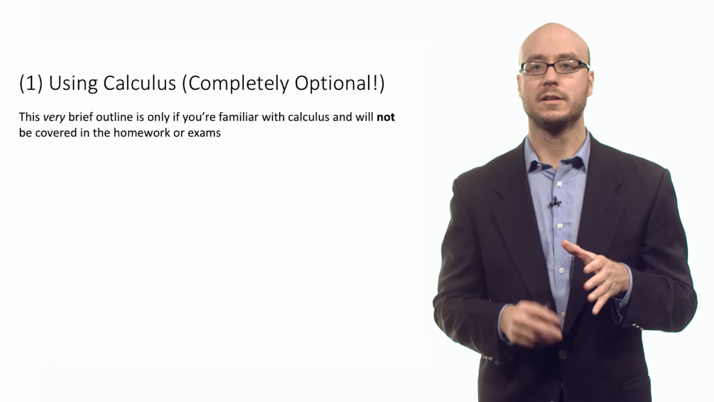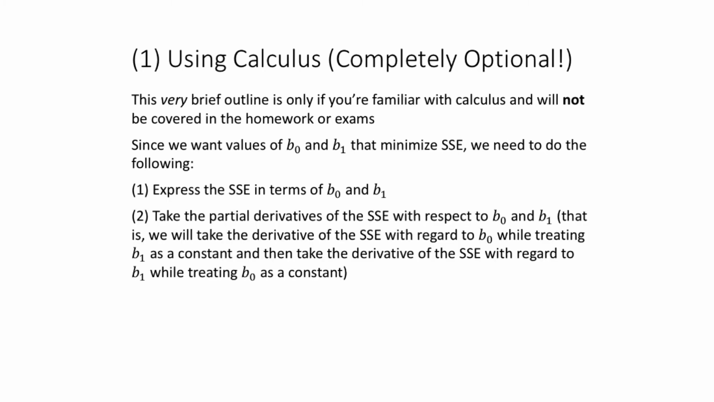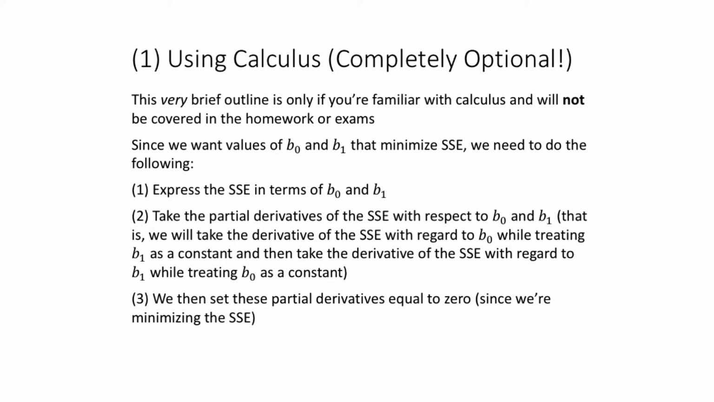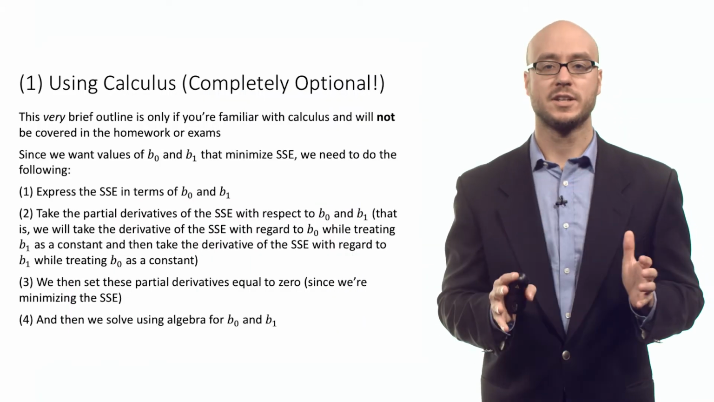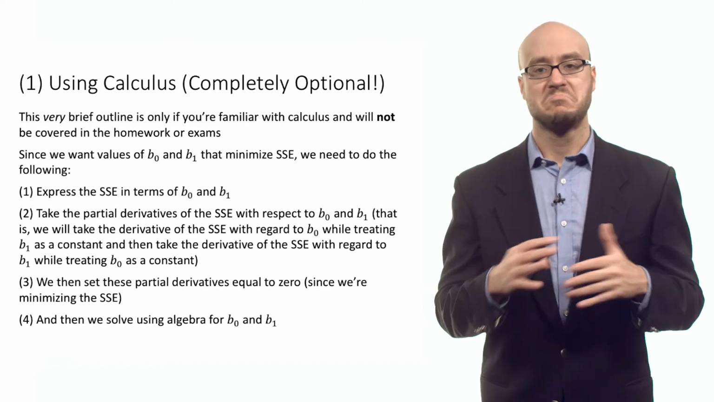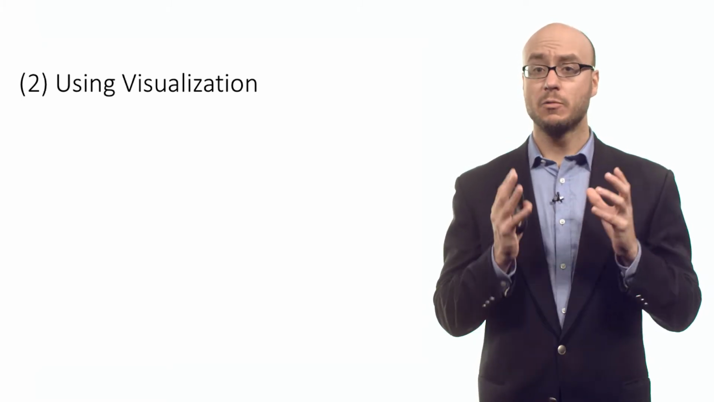If you want to use calculus, if you've taken it before, there are a few steps you can do. You can express the sum of the squared errors in terms of the intercept and slope, then take the partial derivatives of the sum of the squared errors with respect to the intercept and slope, and then set these partial derivatives equal to 0, because calculus can be used to minimize some function. In this case, we're minimizing the sum of the squared errors. Then you can use algebra to solve for the intercept and slope. You do not need to know this. This is just in case you happen to know calculus, but for this course, you do not need to know this.